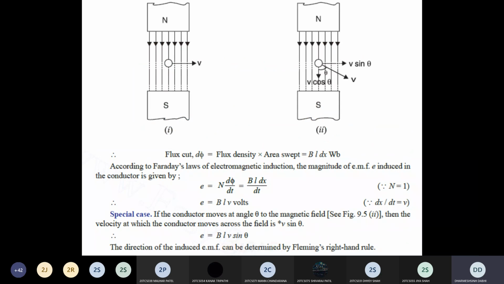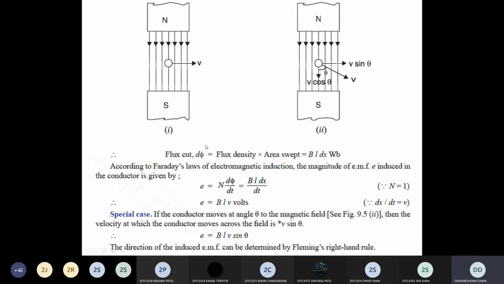Now you can see this concept in this figure. You can see the N and S poles of a permanent magnet, and the flux lines passing from N to S. Perpendicular to these flux lines, at right angle to them, this conductor is moving in this direction, with a velocity of v.